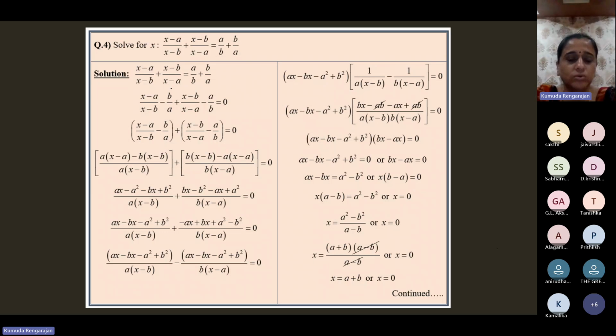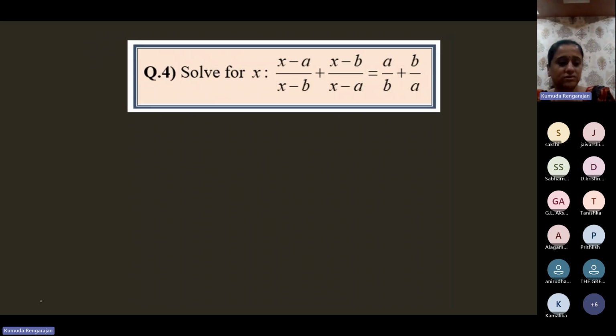Okay, so remember how to arrange the terms. Here also we have 4 terms: 1, 2, 3, 4 terms. Now, can you see a by b here, a in the numerator and b in the denominator? So what you do here is, I'll just work it here. See here, x minus a by x minus b. We'll have this on one side.